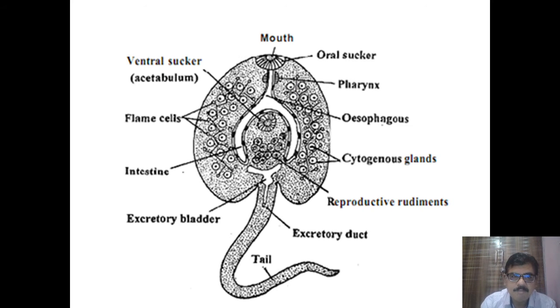This is the Cercaria larva that you have to draw. It has a long tail, it has flame cells as the excretory organ, and it has two suckers, the oral sucker and the ventral sucker or acetabulum. This is the digestive system: mouth, then pharynx and the esophagus, and then the intestine, which is C-shaped and blind. And the reproductive rudiments are there. These are the excretory duct, tail, and the excretory bladder.